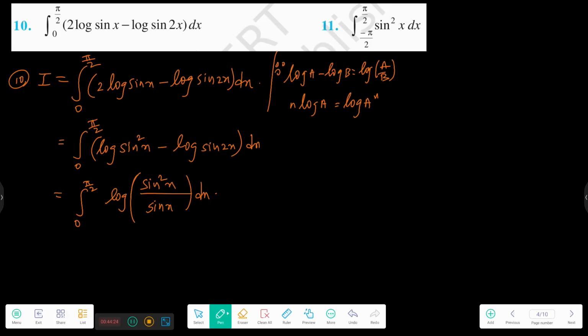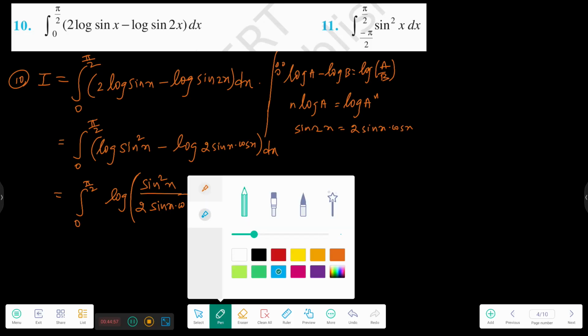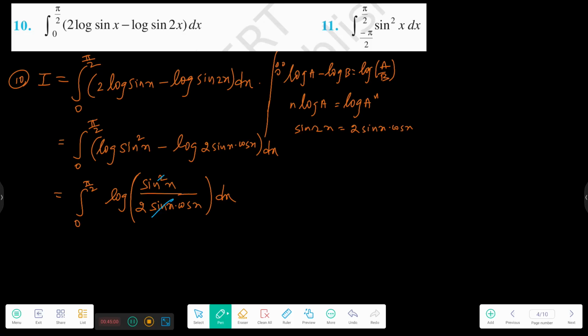And children, listen. The sin 2x also you can write with a formula. Sin 2x is equal to what? 2 times sin x into cos x. This one you can use here. So what am I getting? 2 times sin x into cos x, and overall there is a dx. Now you can cancel one sin. One sin you can cancel.